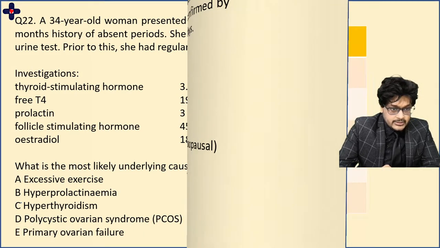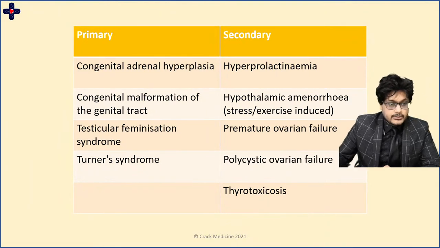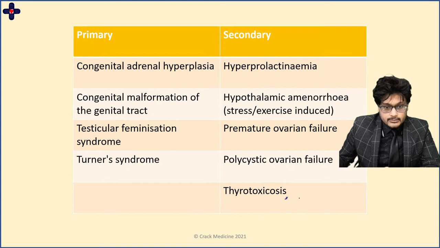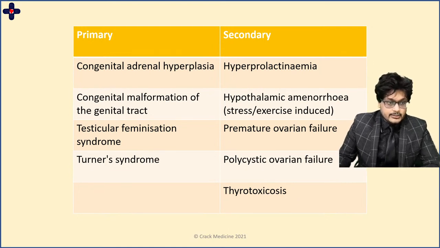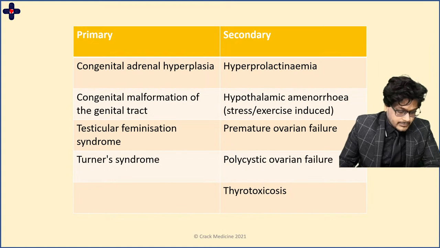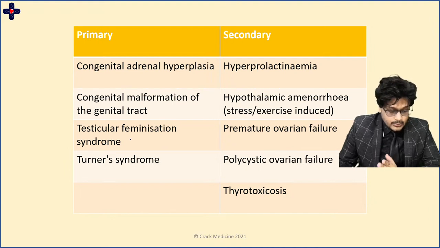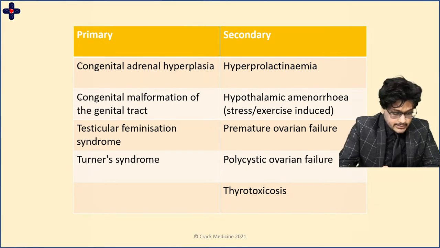Okay, now we'll talk about, I was looking for this table. So if you look at the secondary causes, premature ovarian failure, PCOS, thyrotoxicosis, like I mentioned earlier, these are the causes for your secondary ovarian failure, and primary you all know. The negative pregnancy test in this question is very important, and the elevated FSH levels is the one that is pointing you towards premature ovarian failure. FSH greater than 20 in this case.